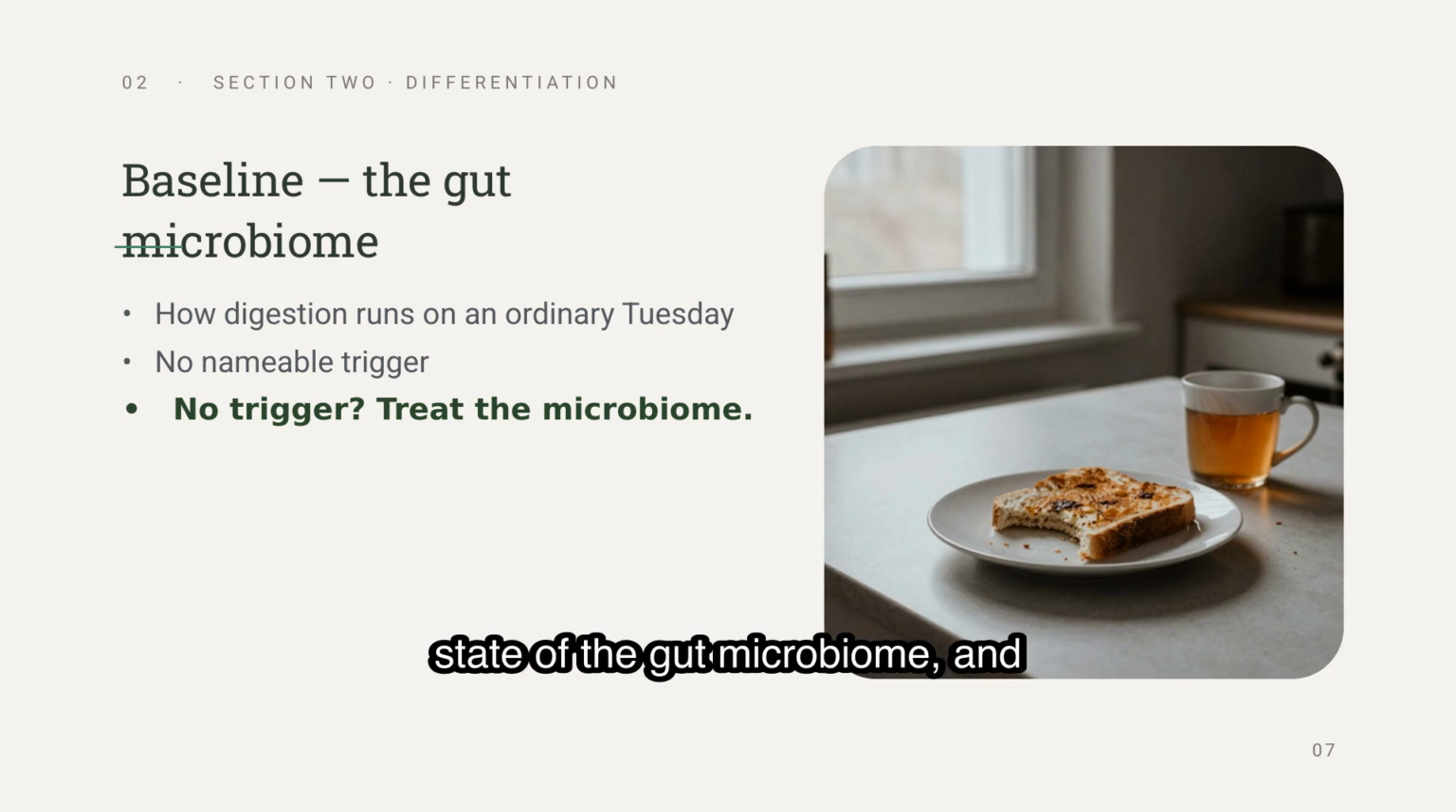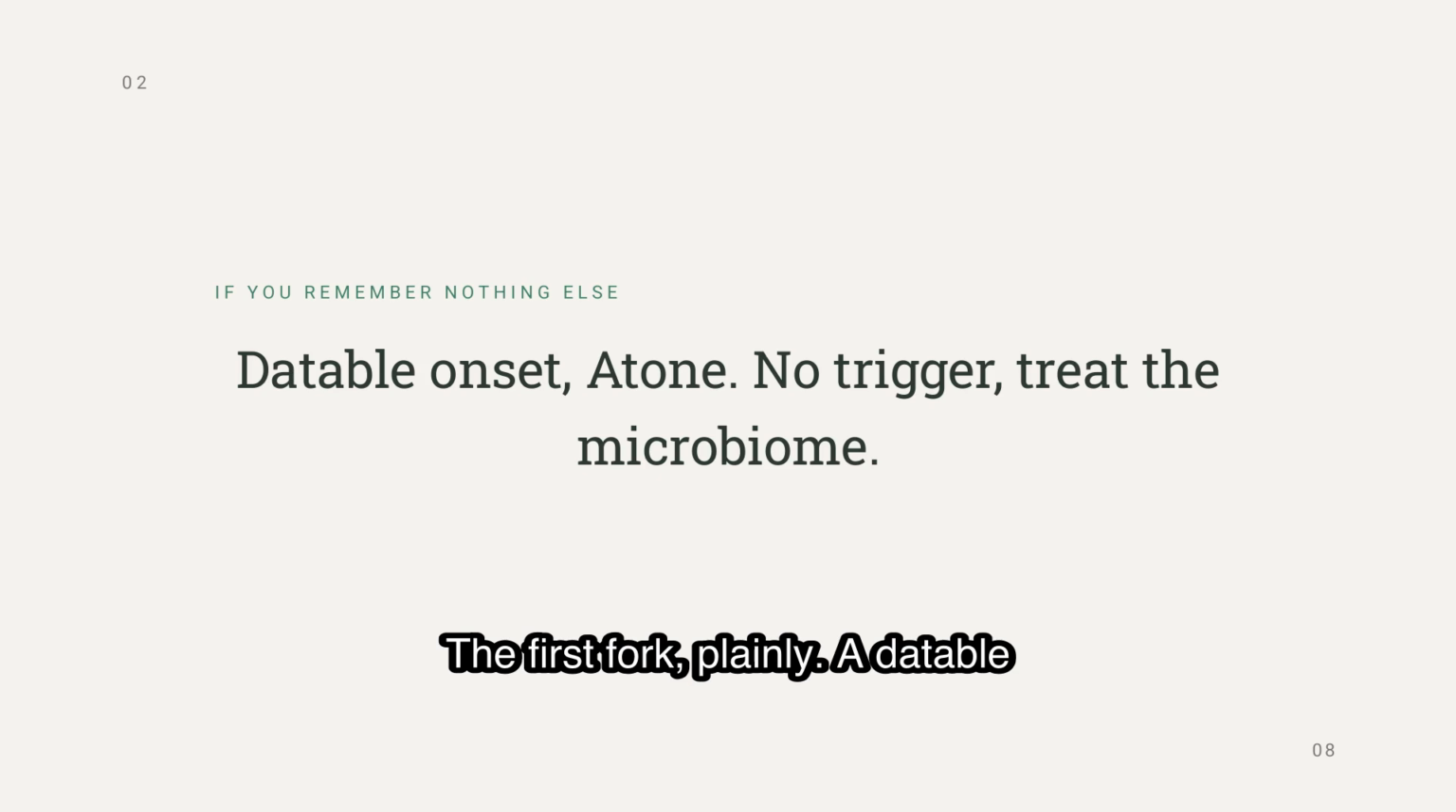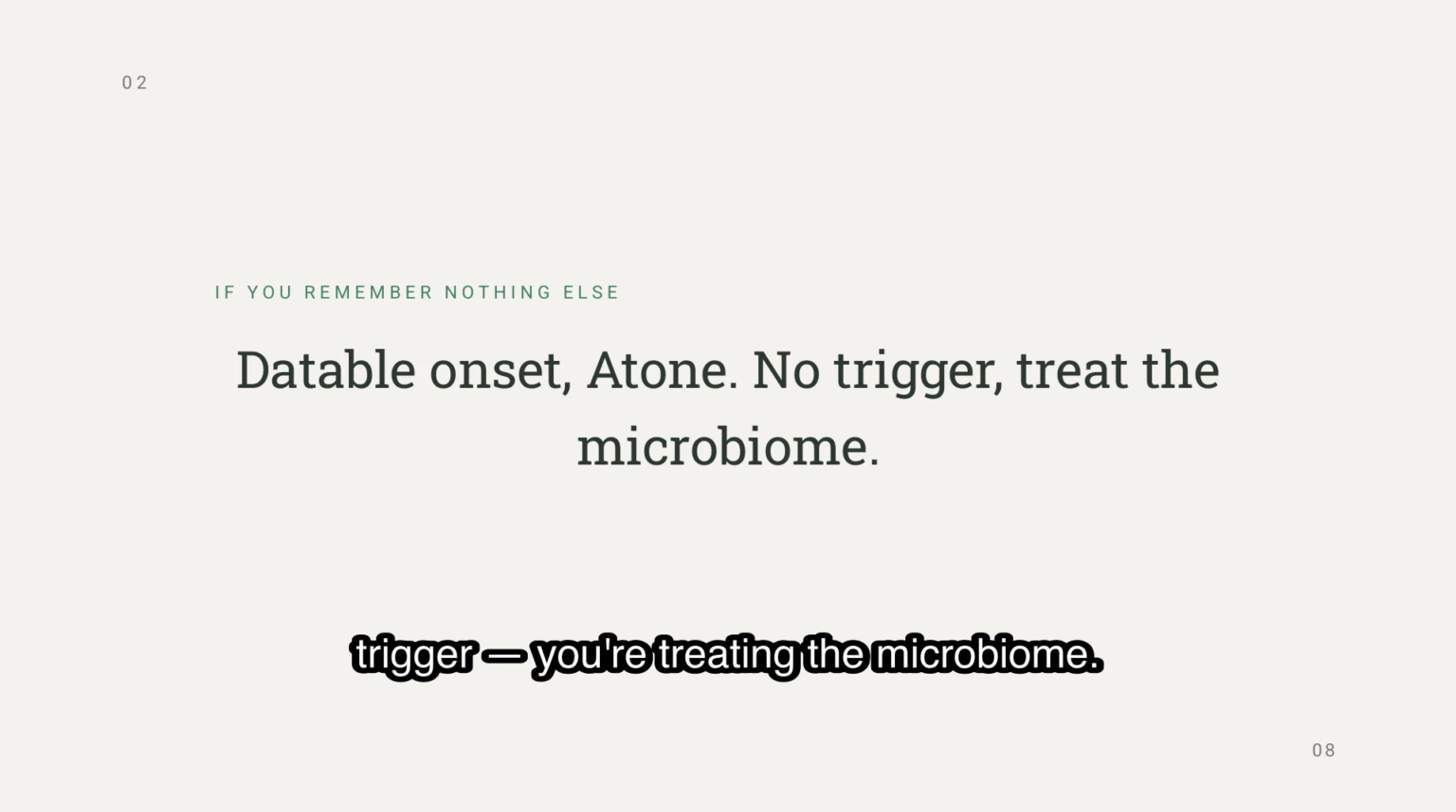Baseline is how digestion runs on an ordinary Tuesday when nothing in particular has happened. That's the standing state of the gut microbiome. And that's what the 2 Microguard vials are built for. The shortcut: if the patient can't name a trigger, you're treating the microbiome, not an event. The first fork, plainly: a datable onset points to Atone. No nameable trigger, you're treating the microbiome.